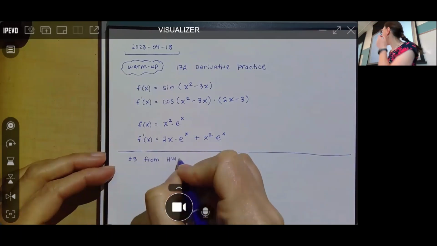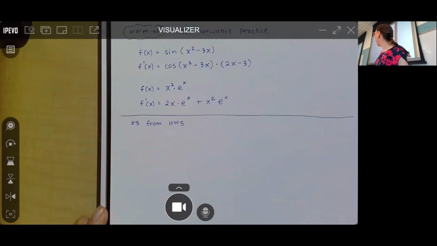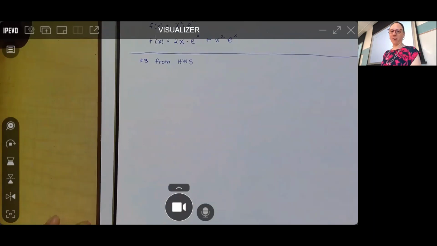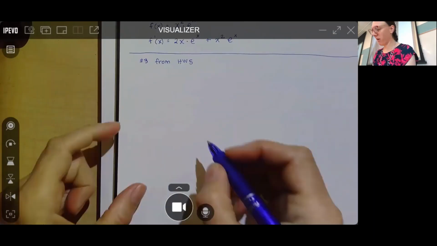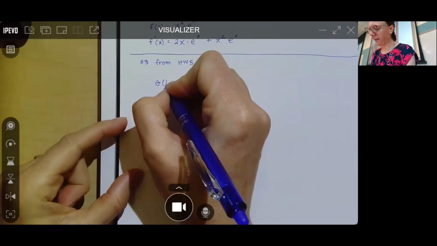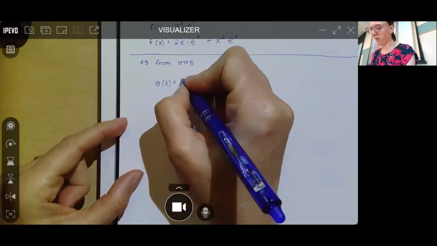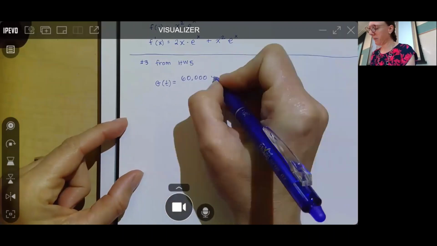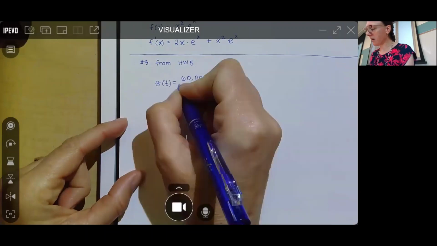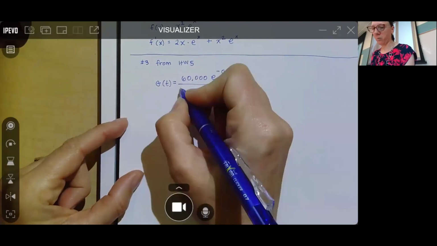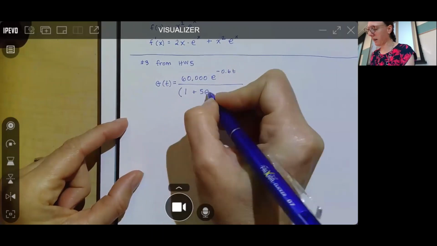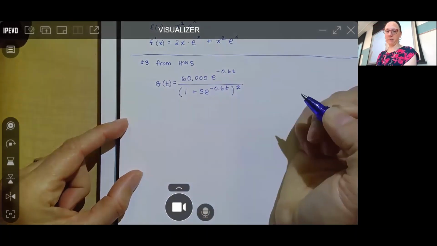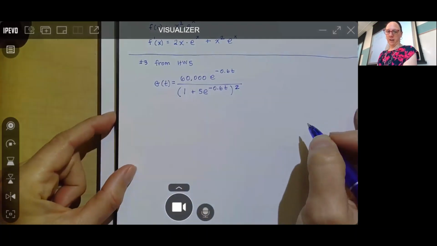homework 5. And it is a little bit gross, not gonna lie. So the thing that we are told is that the rate of growth is given by this function, and I'm going to try to get all my zeros in here. This is 60,000 e to the negative 0.6t all over 1 plus 5 e to the negative 0.6t whole thing squared.